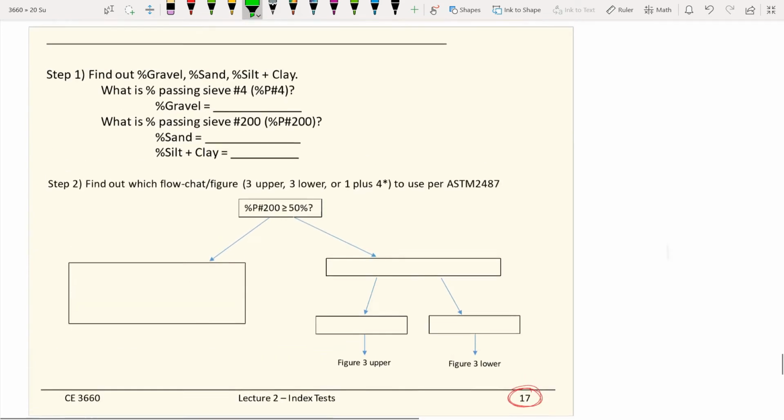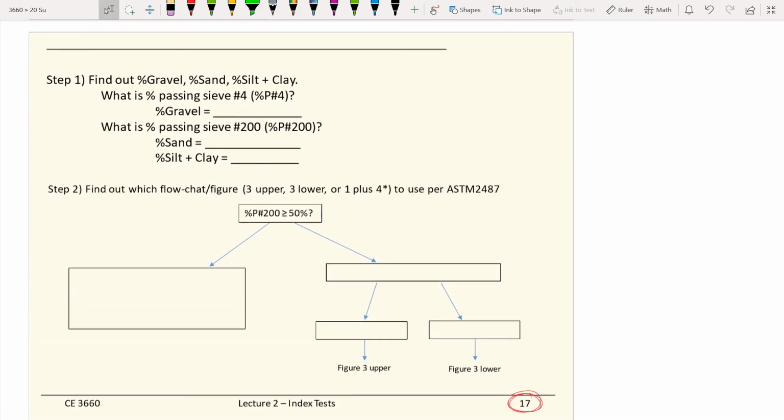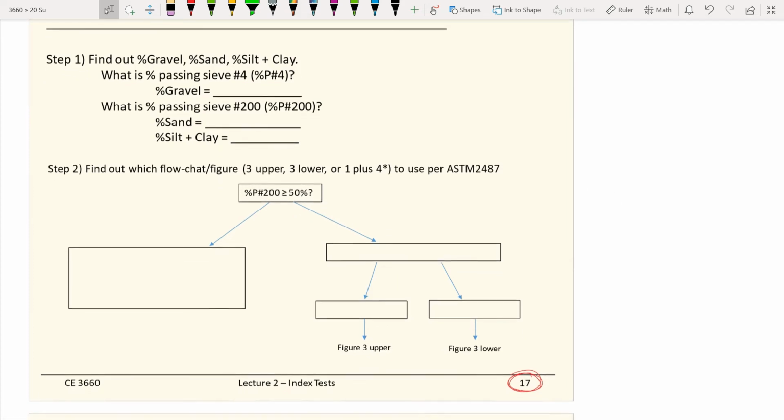In order to do your soil classification, there are 2 main steps that I highlight. First, and this is important, once you're given the geotech data, you need to identify these 3 numbers. What is the percent gravel? What is the percent sand? And what is the percent fines? You can tell this from the grain size distribution curves.